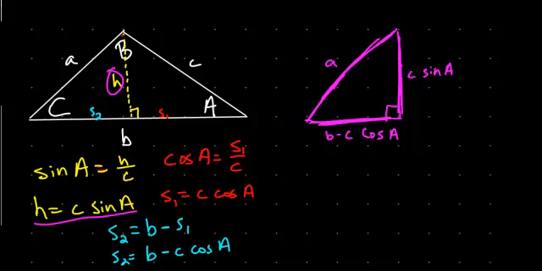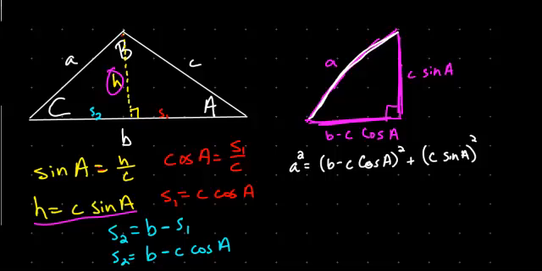That a squared, since a is the hypotenuse here, a squared equals (b minus c cosine a) squared, plus (c sine a) squared. And that is simply the Pythagorean theorem. This side squared plus that side squared equals the hypotenuse squared.